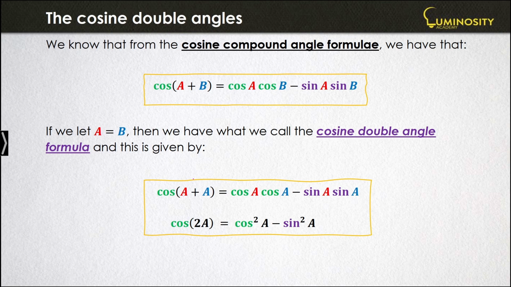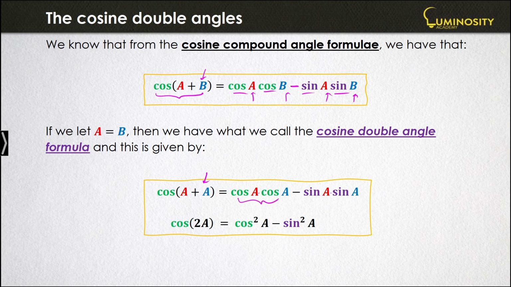We know that from the cosine compound angle formulae, we derived that cos of A plus B was cos A cos B minus sine A sine B, because of the plus sign, we put a negative in the middle for cos. Now, if we let A equals B, so we have the same angle that we're adding, then we have what we call the cosine double angle formulae. So wherever B is, I'm replacing it with A now. So it becomes cos A times cos A minus sine A times sine A.